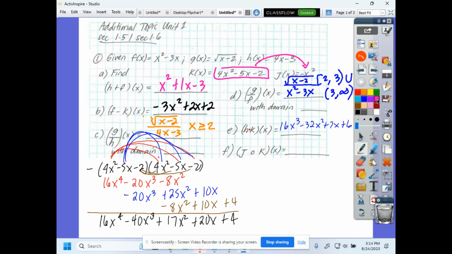But take note that there's a negative here. You're going to bring it down. You're going to distribute the negative to all of them. That gives us the answer of negative 16x to the fourth plus 40x cubed minus 17x squared minus 20x minus 4. And that's the complete answer for letter F.